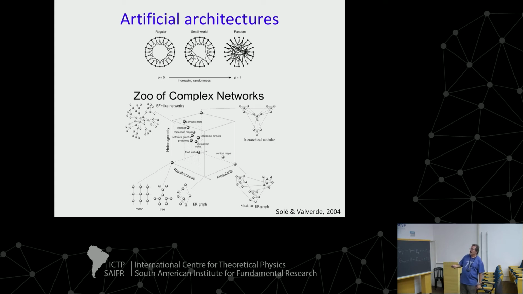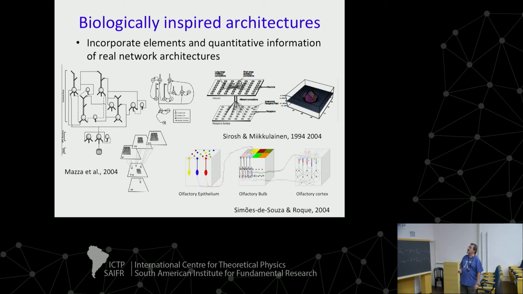You can characterize them by heterogeneity, and then you can take the data and classify your network type based on these features. So you can choose by hand one of those networks, build a model based on it, and see what the behavior of your artificial neural network is. Or you can choose an architecture inspired by biology, by what biology or neuroanatomy tell us. So the idea is to incorporate elements and quantitative information of real network architecture.